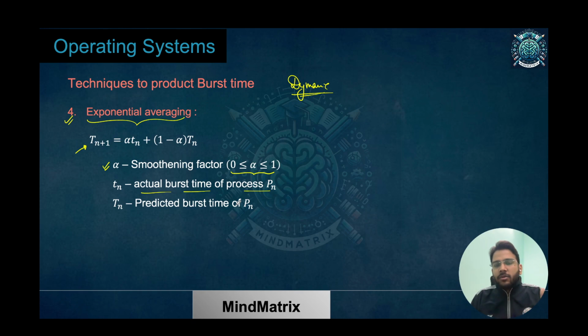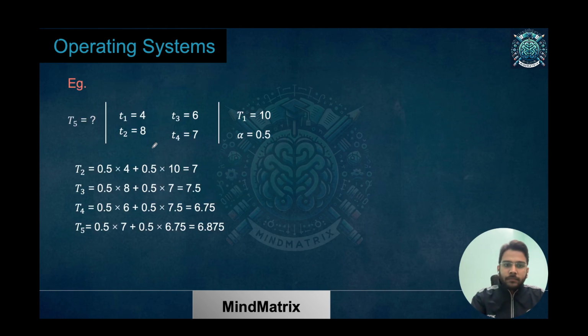Because it has been executed completely, now we know what the actual burst time of that process is. Then we have 1 minus alpha, and then we have capital T of n. So this is the predicted burst time, what we predicted for that previous process. Okay, so this is the formula for exponential averaging. And alpha we have just to maintain a balance between the prediction and the actual one. So this is exponential averaging.